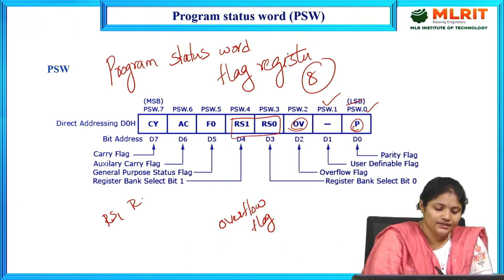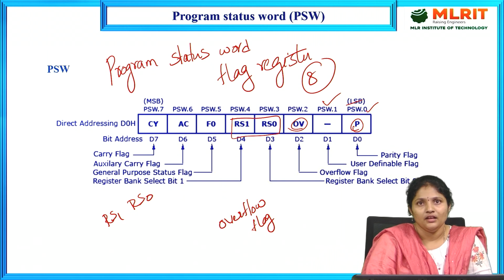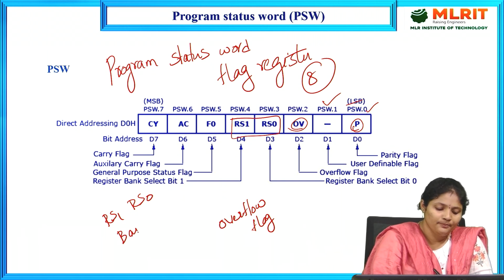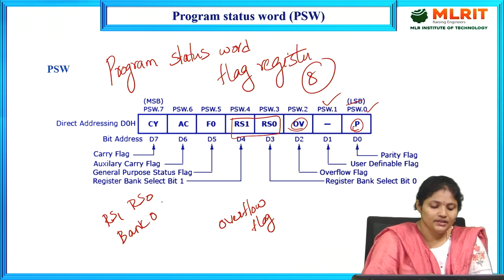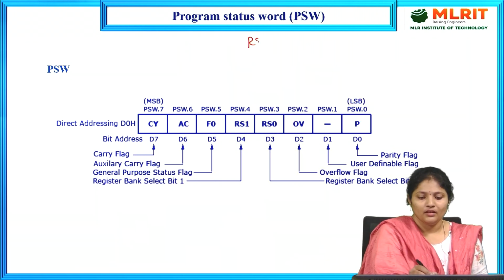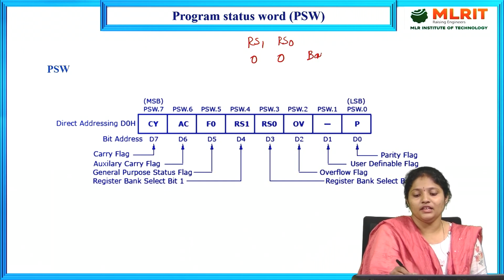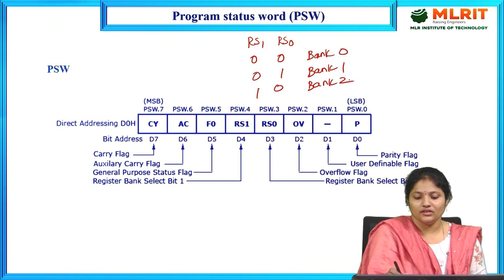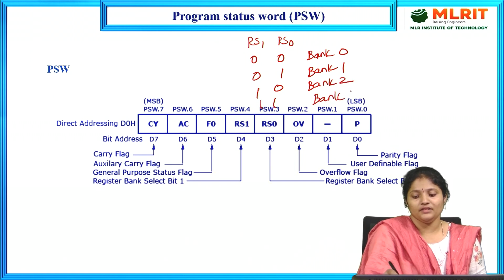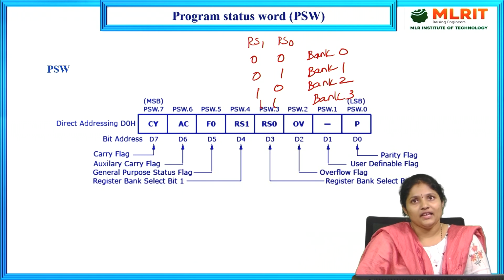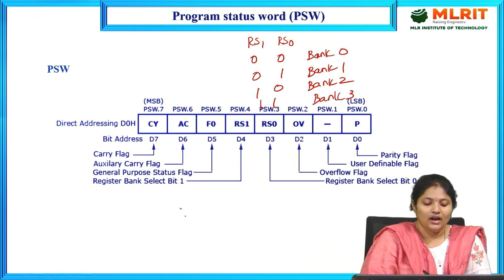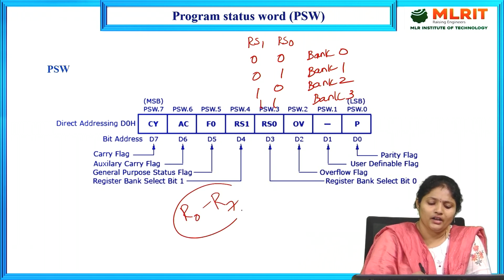So coming to the next two, PSW3 and PSW4, RS1 and RS0 are known as register select bits. So here it selects register banks. There are 4 banks in 8051. If RS1 and RS0 are both 0, bank 0 will be selected. If these are 0, 1, bank 1 will be selected. For 1, 0, bank 2 will be selected. And for 1, 1, bank 3 will be selected. Each bank has 8 registers, R0 to R7.